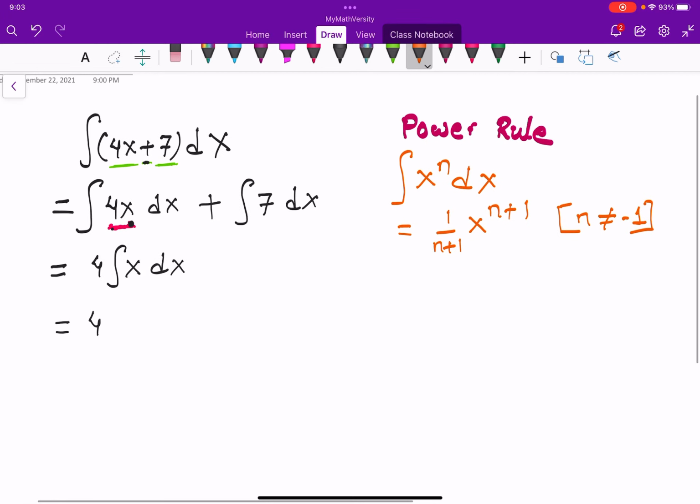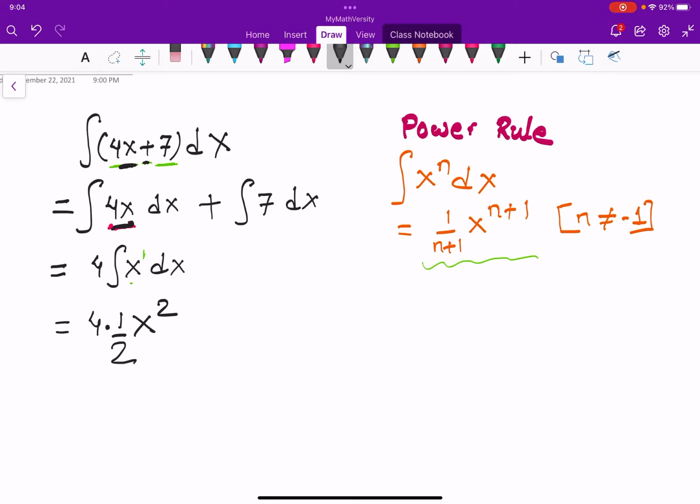In our case, we have x, so the power, if we have nothing written, we can say it is 1. So we can definitely use this power rule. By applying the power rule, the antiderivative of x is x to the power 1 plus 1, which is 2, multiplied by the reciprocal of that. So one half x squared is the antiderivative of x. Then we multiply by 4 to get the antiderivative of 4x. That's the antiderivative of the first term.